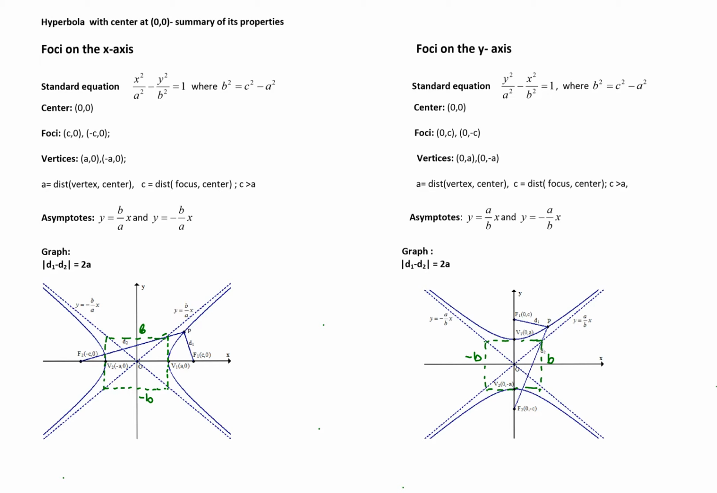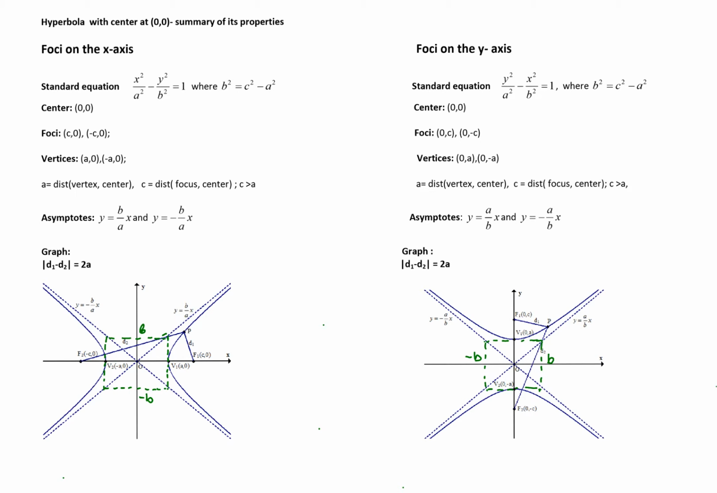In exactly the same way, we obtain properties of a hyperbola with the foci on the y-axis. When the foci are on the y-axis, then the vertices are also on the y-axis, and with a and c being defined in exactly the same way as before, the vertices will now be at the points (0, a) and (0, negative a), and the foci are going to be at the points (0, c) and (0, negative c). We still have that c is greater than a.